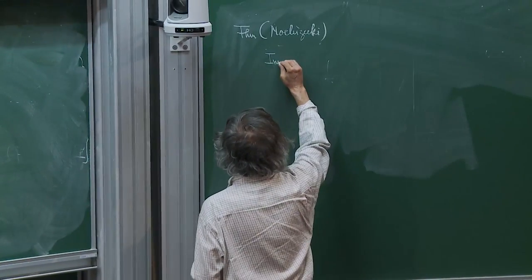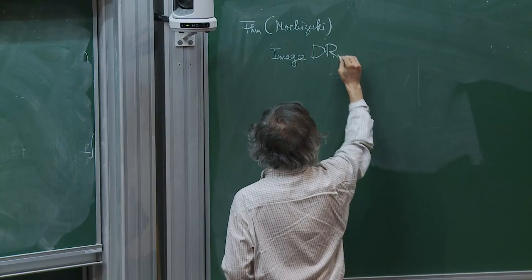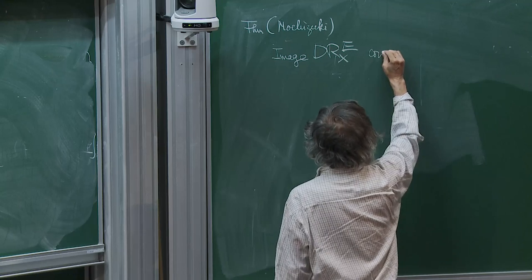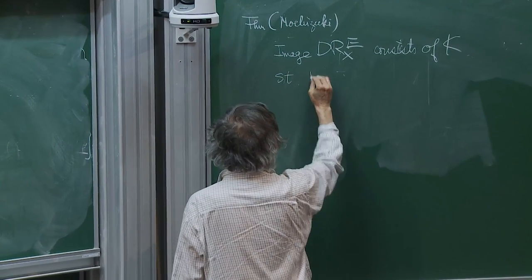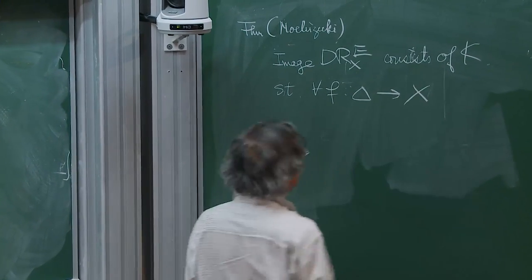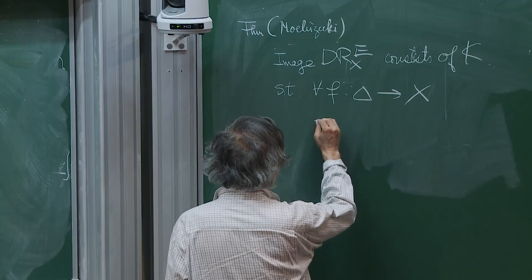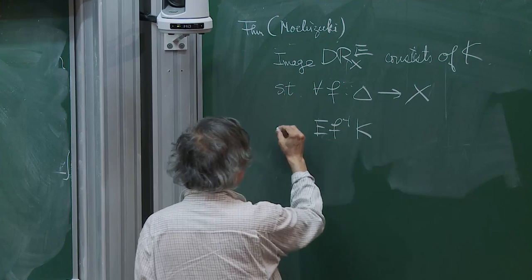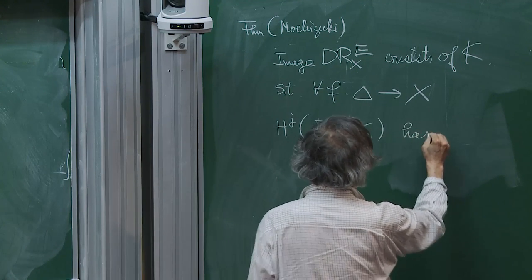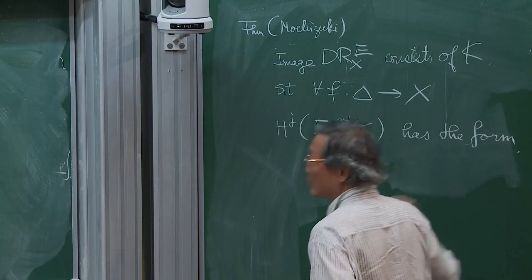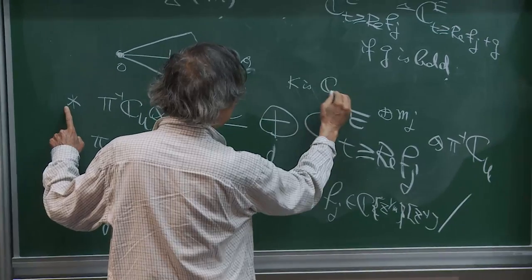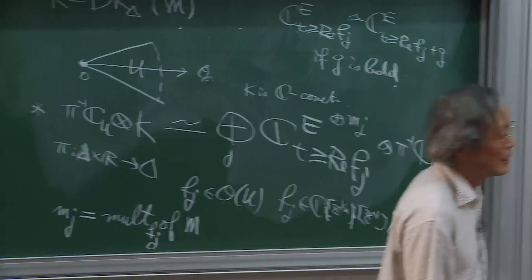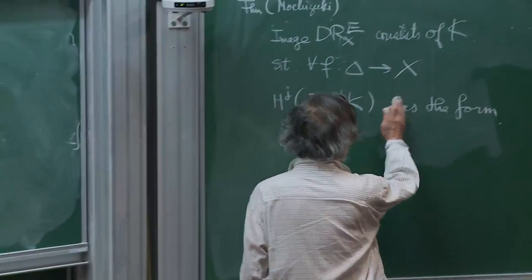So the image of the de Rham functor consists of K such that for any f from a curve delta to X, you consider E f inverse K, and you consider the cohomology group, and it has this form. Okay, so in this case, we say that K is C constructible. So in the terminology, that is C constructible.